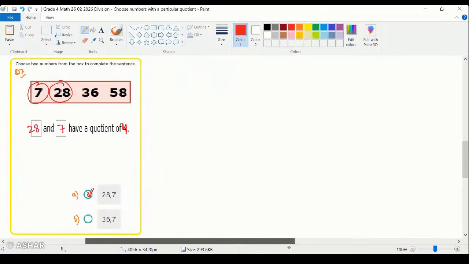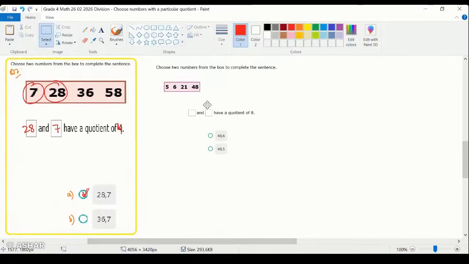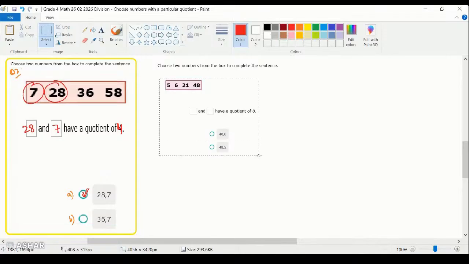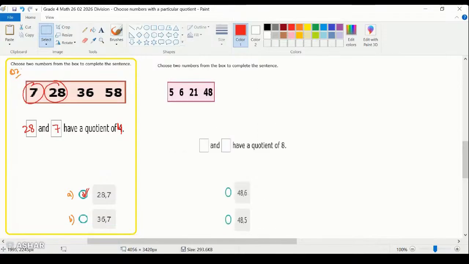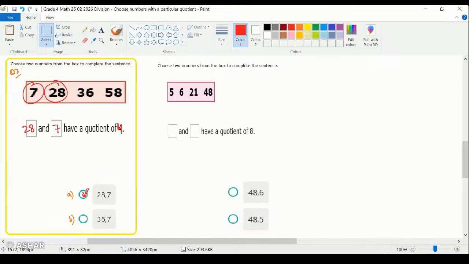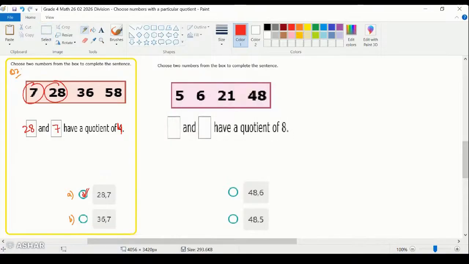Question number 3 has this statement, has these two numbers. They have a quotient of 8, and these are the given numbers. So we can say 7 multiplied by 4 was 28. What about question number 3?